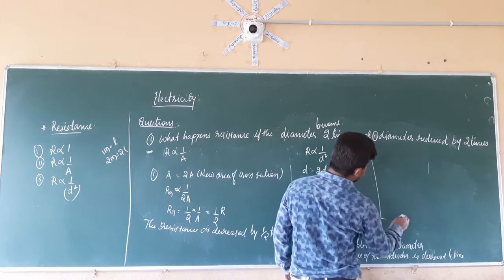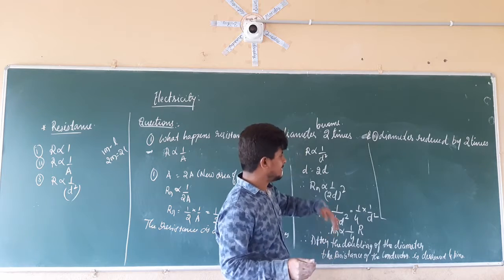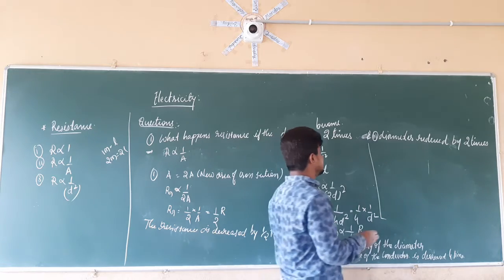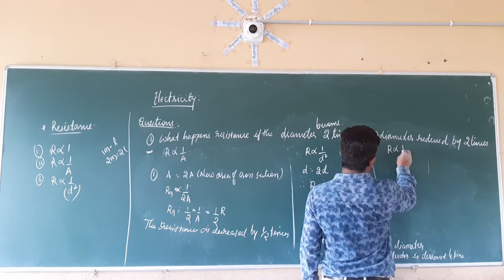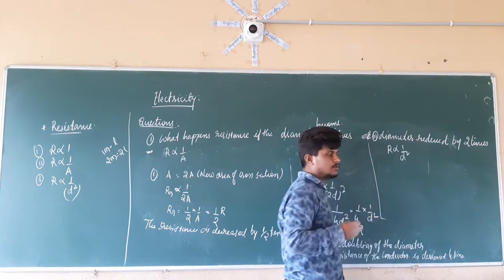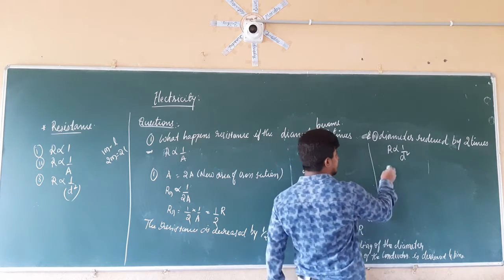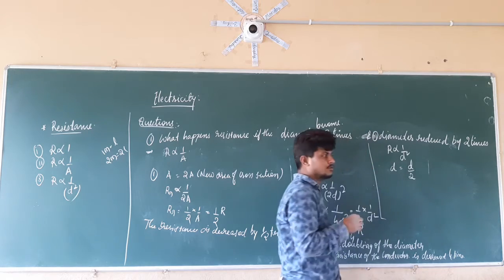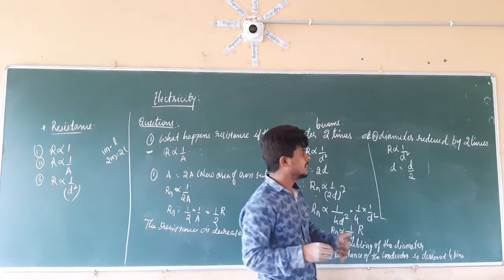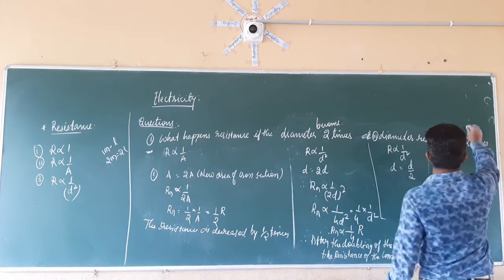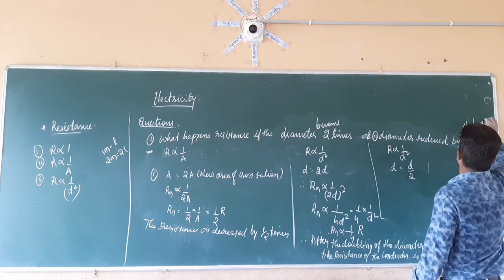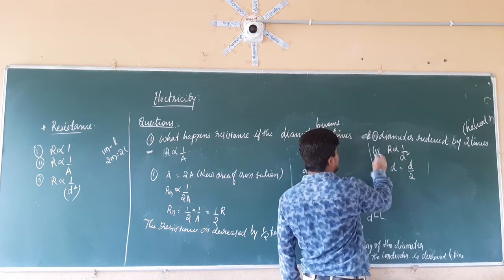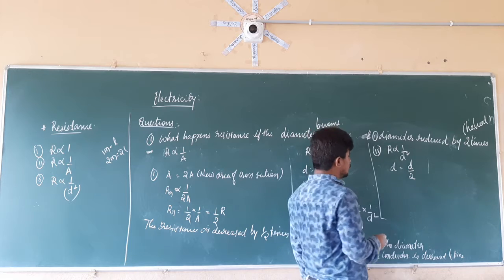In the same manner, if we take another example, what is happening to the resistance of the conductor if the diameter is reduced by 2 times? So if we take here R directly proportional to 1 divided by D square, we know that is the value. Now what is the new diameter here? It is decreased by 2 times, that is nothing but half. So the new diameter after getting half is becoming D divided by 2.